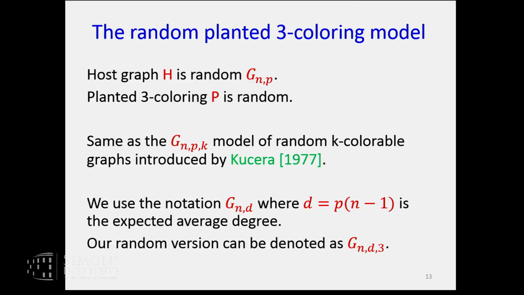So this model is equivalent to what is known as the G(n,p,k) model, where k in this case is 3, that was studied before, of random k-colorable graphs in which there are k color classes, and you just place the edges between the color classes with probability p. We'll use the notation G(n,d) instead of p for the edge probability, where d is the average degree of the graph, because it's a bit more informative to look at it in terms of the degree and not the probability of the edge, but it's interchangeable. So our random version can be denoted as G(n,d,3) in our case. And d means that we have a random graph of average degree, roughly d.